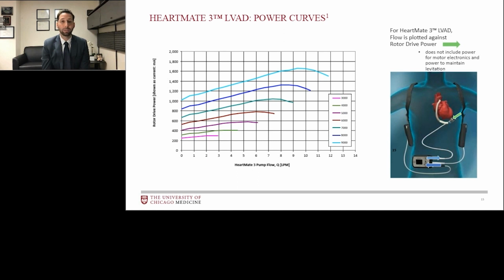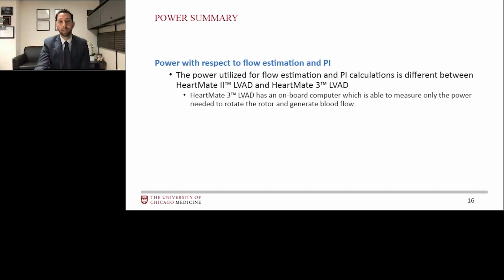Whether or not a patient is flowing at 8 liters per minute or 10 liters per minute isn't so clinically relevant. They're flowing well, the patient is well supported. What we care more about is when a patient is flowing low flows, because this is when the patient could run into clinical problems. And again, the HeartMate 3 is able to nicely pick up on these low flow states, whereas the HeartMate 2 is not.